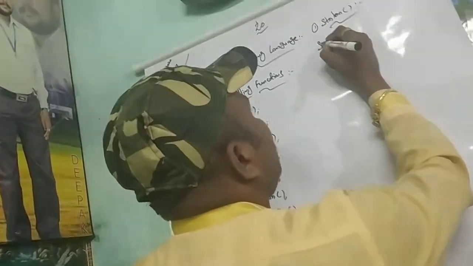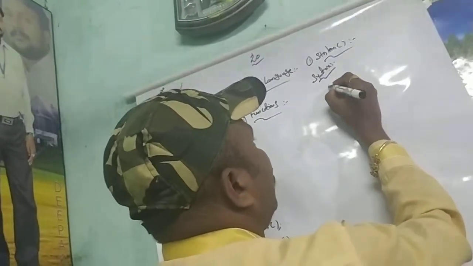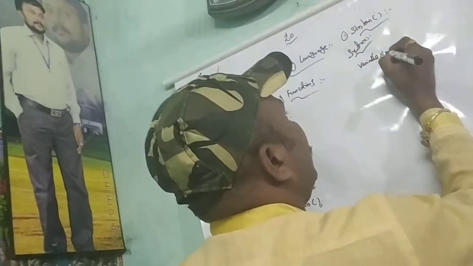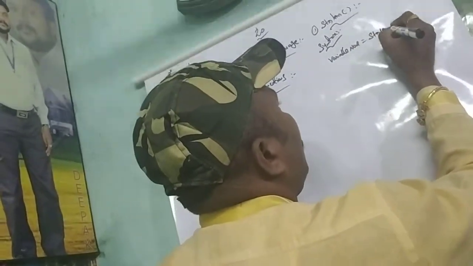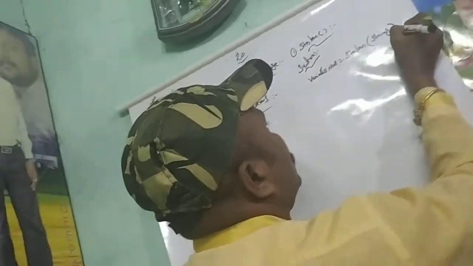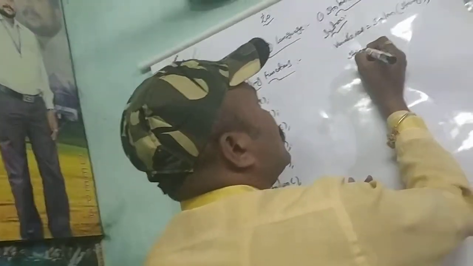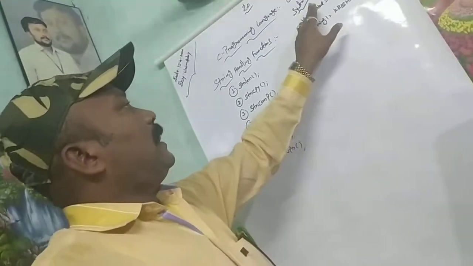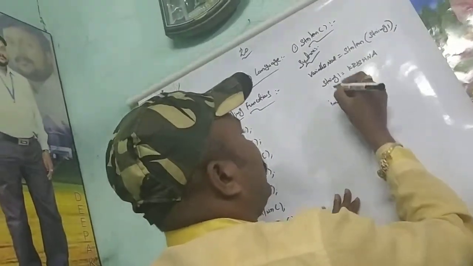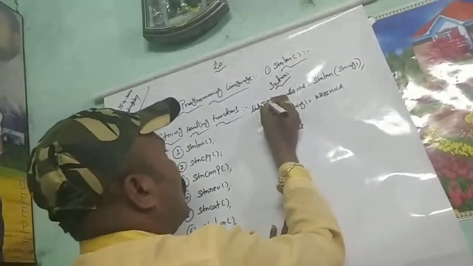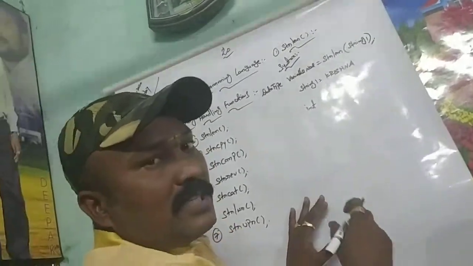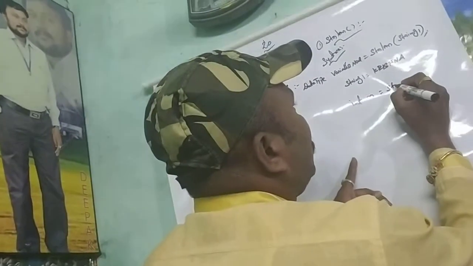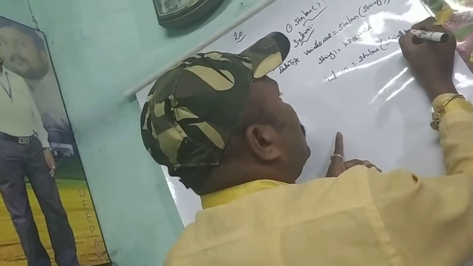What is the syntax of string length? It is data type, variable name, equal to string length of string1. For example, string1 is Krishna. Here we declare the variable as int. The data type is integer because string length gives values like 5, 6, 7, which are integers. The variable name is n, and then the next is string length of string1.